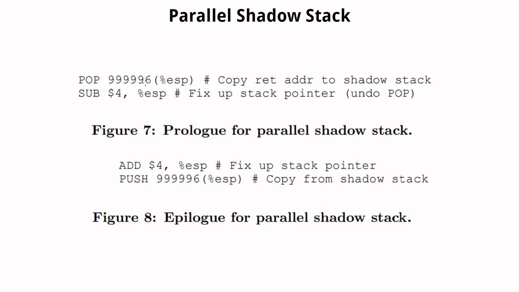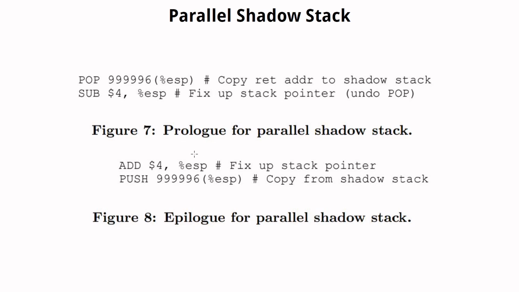Okay? So ESP right now points to the main stack, points to the return address. We pop whatever is there to ESP plus a fixed address. And that fixed address is our Shadow Stack. And this number can be determined at compile time. So since this is a pop instruction, after pop, ESP will increment 4, right? That's why we need to do another subtract on ESP to make ESP point back to the return address again. So just the 2 instructions.